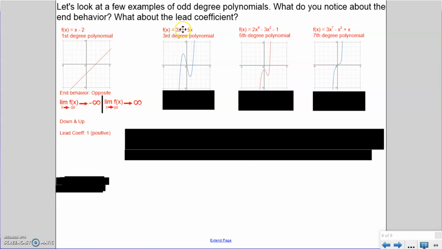Here's 3x to the 3rd minus 5x, a 3rd degree polynomial, or you can call it a cubic. Notice the left side is down, right side's up. Opposite again. And this time the leading coefficient is 3, and again it's positive.